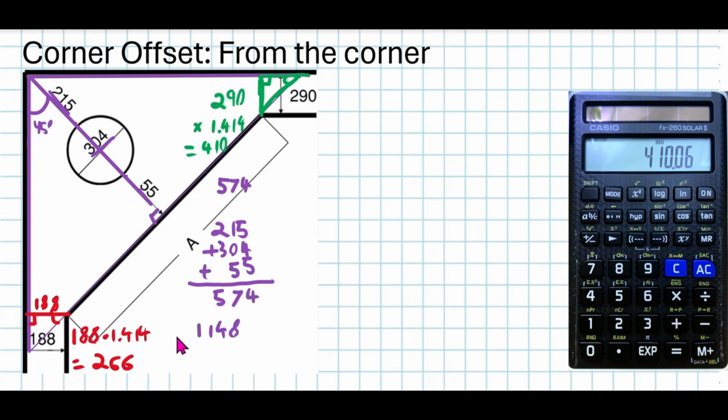So when we're looking at this triangle, my purple line represents from the outside corner all the way down our pipe to the opposite corner. So now I need to minus my 266, and I need to minus my 410. So on our calculators, I have 1148 minus 266 minus 410. That means that I have a length of A equal to 472.